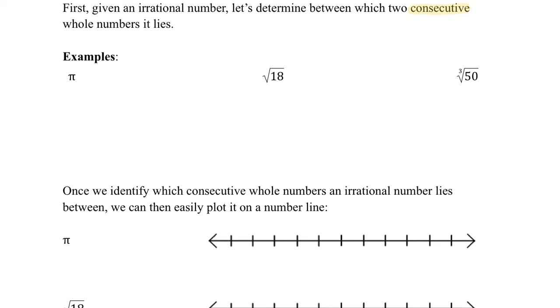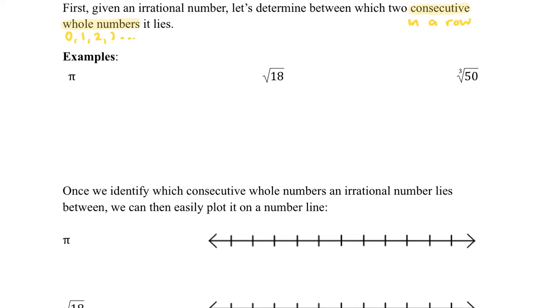Consecutive means in a row. So like 4, 5, 6, 7, or 30, 31, in a row. And whole numbers means just the numbers that I said there. It's easier just to tell you what they are. So the whole numbers are 0, 1, 2, 3, dot, dot, dot. So it's only positive numbers, no decimals or fractions. It includes 0. Those are the whole numbers. So how do we do this?